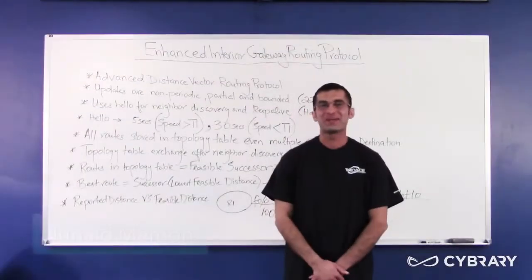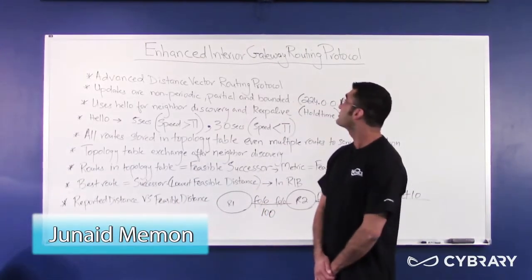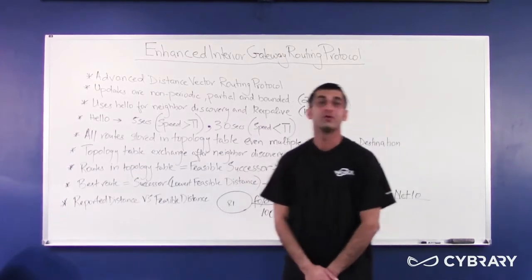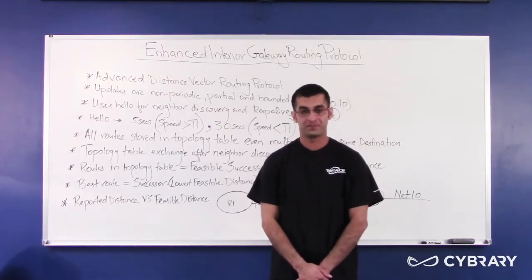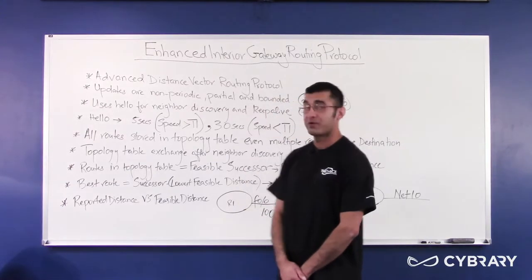The next topic of discussion is the Cisco proprietary protocol, Enhanced Interior Gateway Routing Protocol, or EIGRP for short. Now, EIGRP is an advanced distance vector routing protocol.